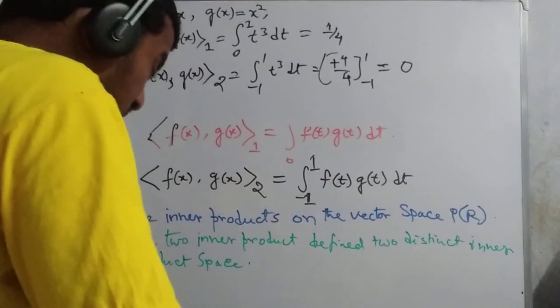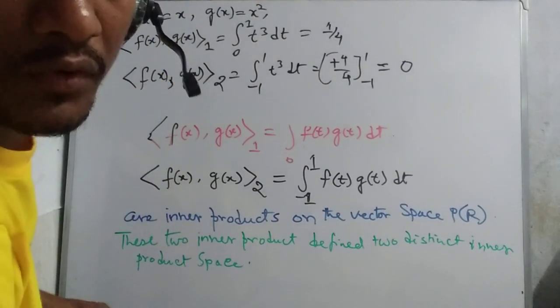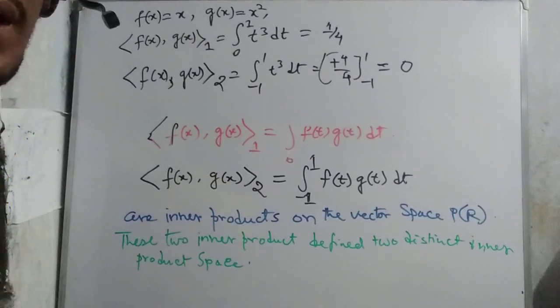So this gives different values. So this shows that they are different inner products. Not a problem at all.